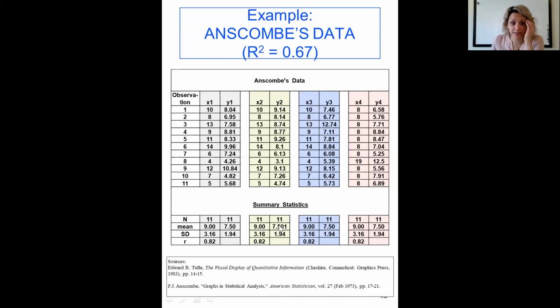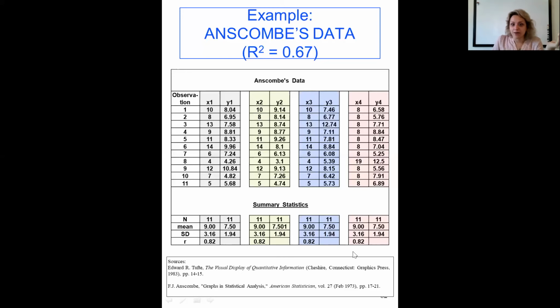The only thing is that for data set number 2, the mean of Y is a little different. The standard deviation of X is 3.16 for all four, and for Y it is 1.94 for all four. It's very interesting, right? It's amazing when you look at it. Mean, standard deviation, and R are the same, so R square is the same as well.